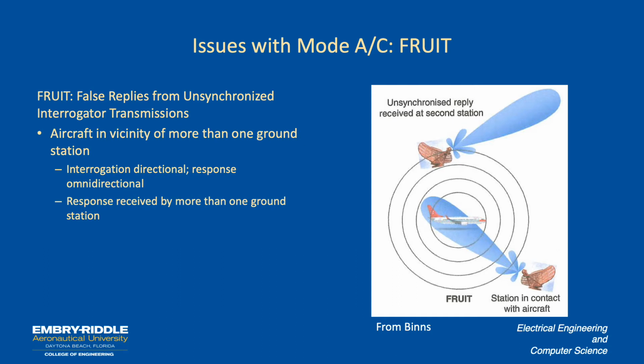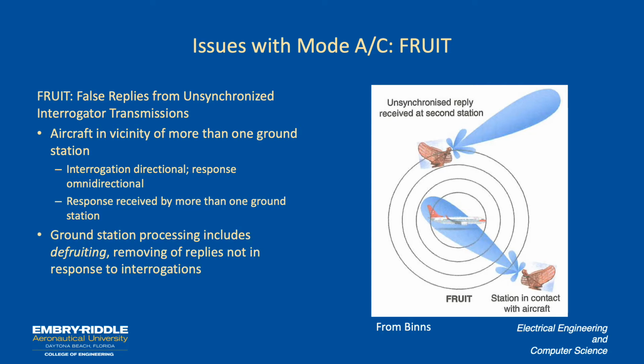So again, because the interrogation is directional, the aircraft is only getting interrogated by the one station, but the response is omnidirectional, and so the response is received by more than one. So the ground station processing has to include what's called defruiting, which is to clean up those non-interrogations, the replies that weren't the responses from this ground station.